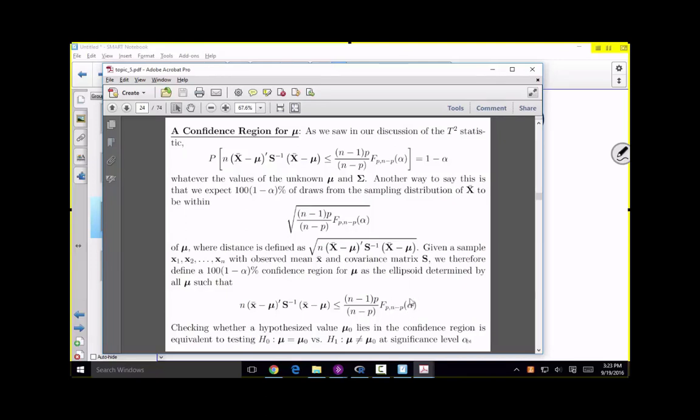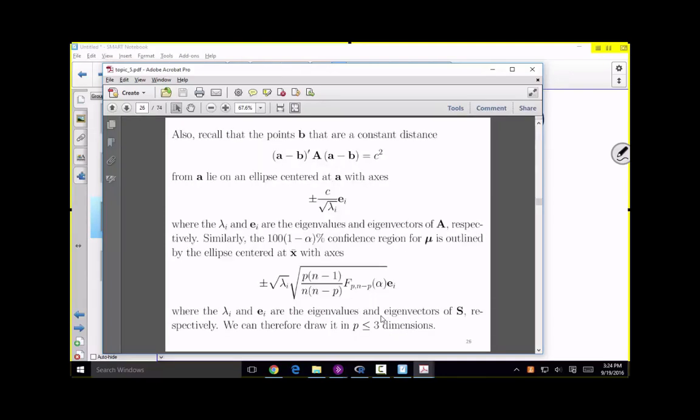So if this was the 95th percentile of the F with p and n minus p degrees of freedom, and we multiply it by the appropriate constant, then the probability that this is less than or equal to that equals 0.95. So if we could find the region of values such that this equals that, that will be what we can call a confidence region. Those are the points for which the probability is exactly alpha. So everything inside would correspond to 0.95.